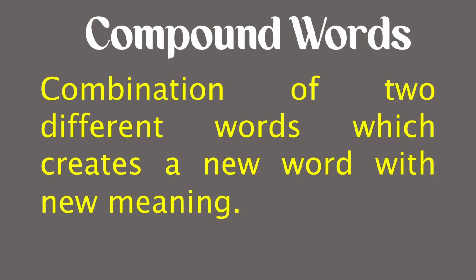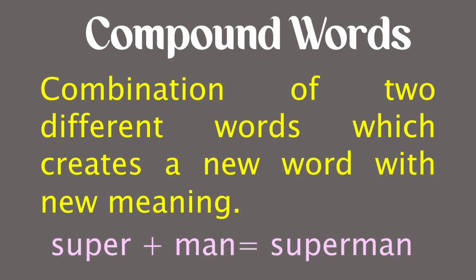It can be noun plus noun, or it can be noun plus verb, or verb plus noun, and lots of other forms. For example, super plus man. Together, it creates a new word, Superman. Super is an adjective, and man is a noun, and Superman is a noun. But as I said earlier, today we will learn only noun plus noun.